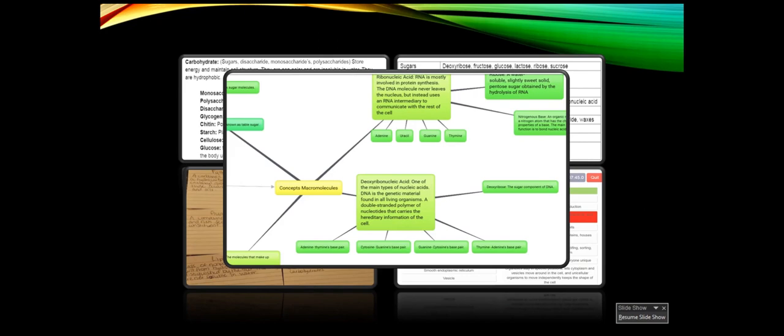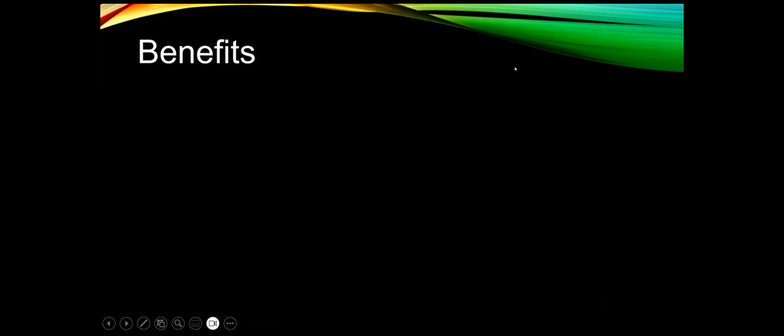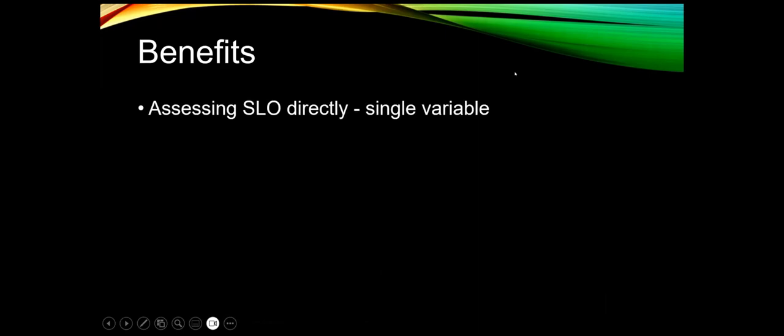So that's the general idea of do whatever you like to demonstrate your knowledge. The benefits: I'm assessing the SLO directly. So there's no confounding variables at all. It's purely the SLO that I'm assessing.